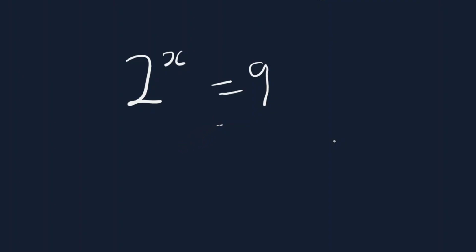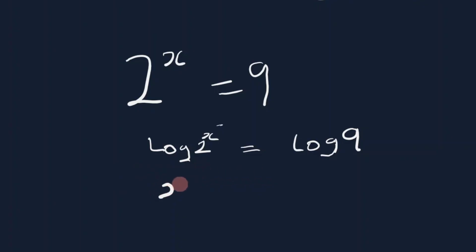Firstly, we take the logarithm of both sides. That is, if we apply log in this question, we first of all take the logarithm of both sides, and we'll have log of 2 raised to the power s is equal to log 9. The next thing is to apply the property of logarithm by putting the exponent in front of log 2. Therefore, we now have s log 2 is equal to log 9.